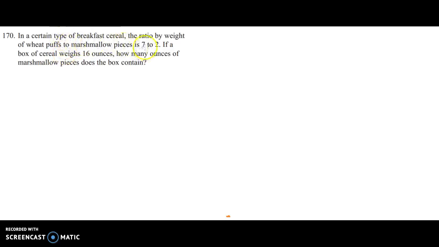It says, in a certain type of breakfast cereal, the ratio by weight of wheat puffs to, what do you know, what a coincidence, wheat puffs to marshmallow pieces is 7:2. Taking that first sentence, let me set that ratio up. That means for every 7 wheat puffs, we have 2 ounces of marshmallows. Then we're going to want to set that equal to some specific amounts and cross-multiply and solve. But we have a problem. It says, if a box of cereal weighs 16 ounces, how many ounces of marshmallow pieces does the box contain?